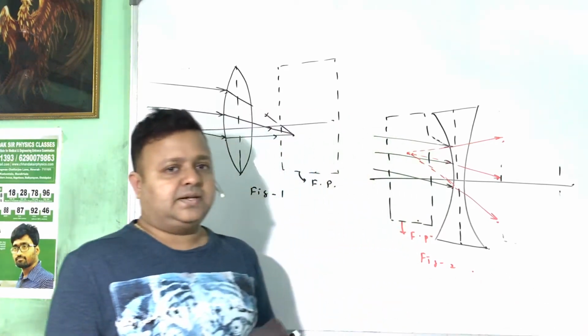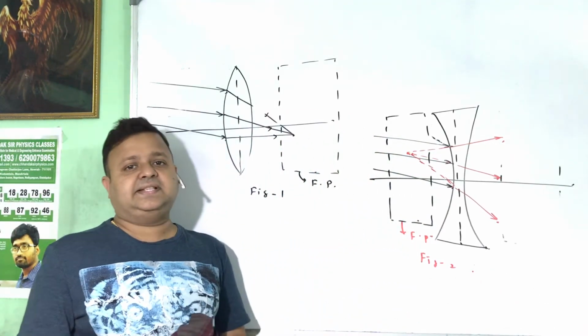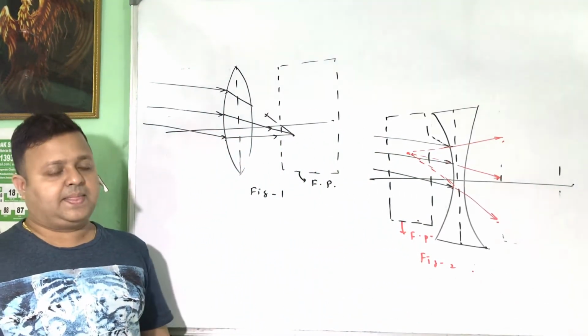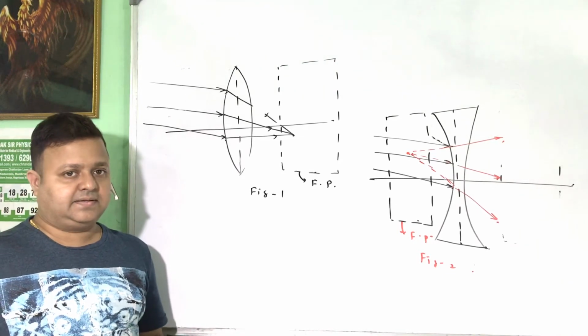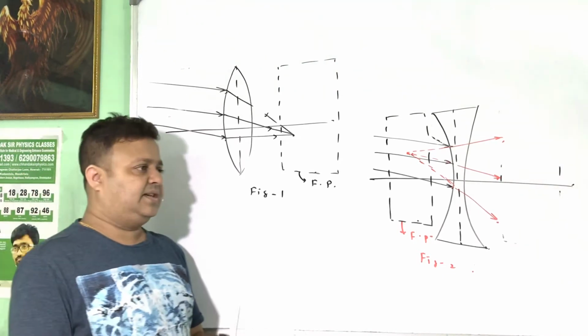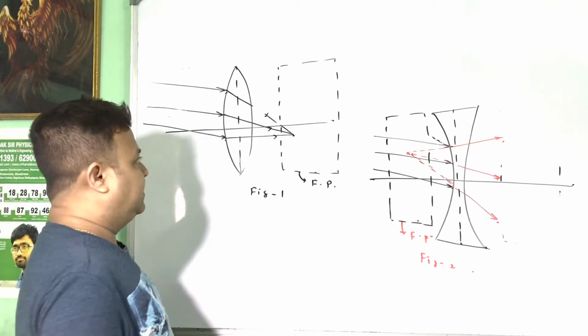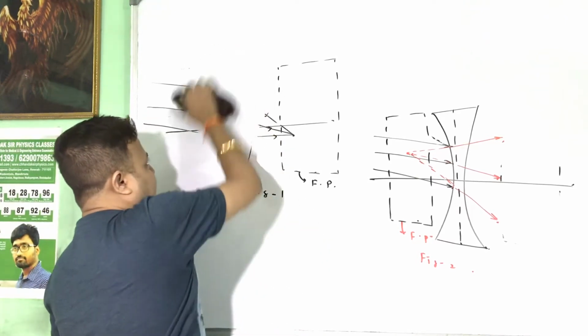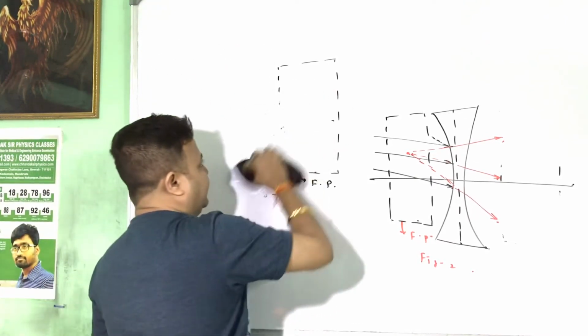Next, a relation between object distance, image distance and focal length of a thin lens. তারপরে thick আসছে পরে, যেটা লেন্স মেকআপ হলো সেটা হচ্ছে thick. Relation between object distance, image distance and focal length of a thin lens.